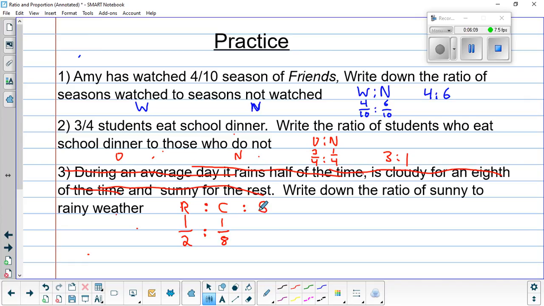So write down the ratio of sunny to rainy weather. Well, we want sunny to rainy. So that's all great, but we don't have sunny. And we have some weird fractions. Well, we're just using a lot of our knowledge. So let's write these as the same fraction. So 1/2, we have to times that by 4, times that by 4, and then we get 4/8. Well, 4/8 plus our 1/8 is 5/8.